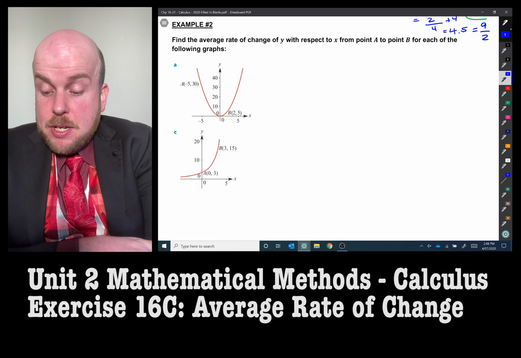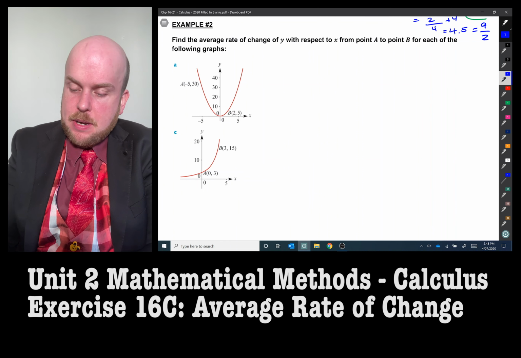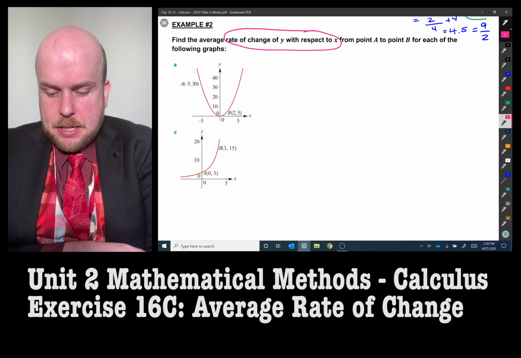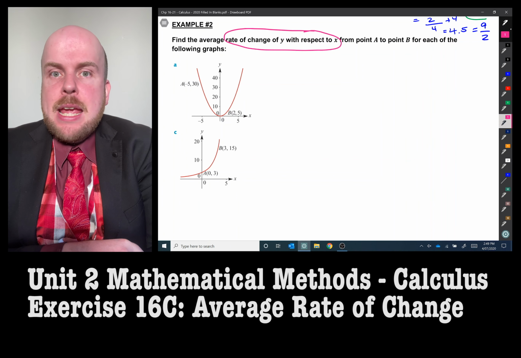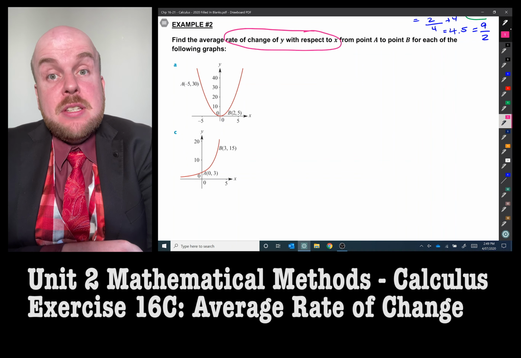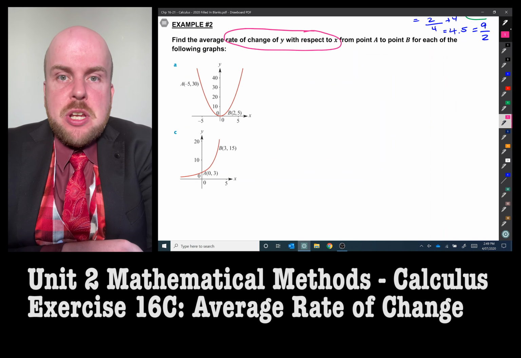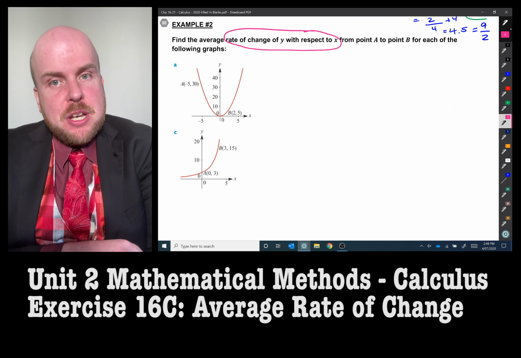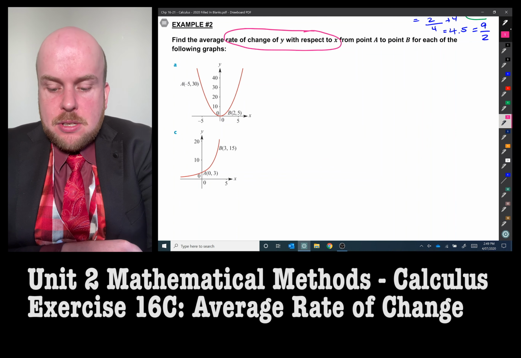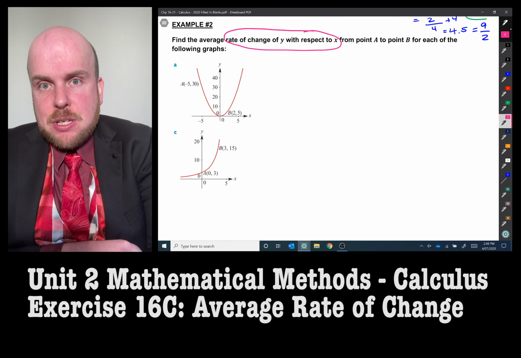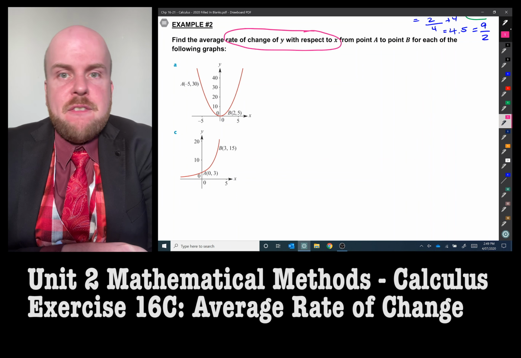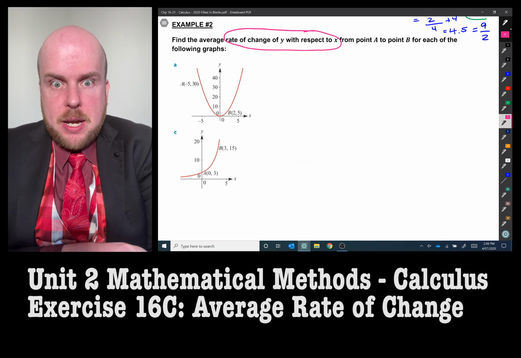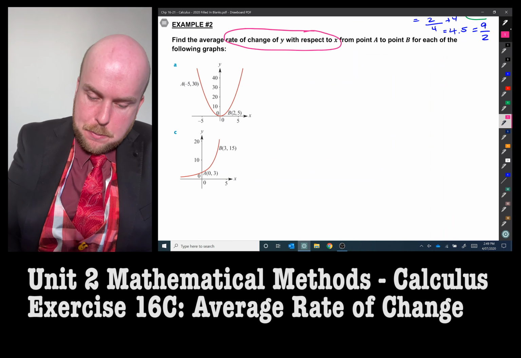Find the average rates of change of y with respect to x from point A to point B for the following graphs. Now I wanted to highlight this bit because it says rate of change of y with respect to x, and this throws off a lot of people. It's not as complicated as it looks. It's just a fancy way of saying the change in y divided by the change in x. That's all it is. It's just a very old-fashioned way of saying the gradient from point A to point B.